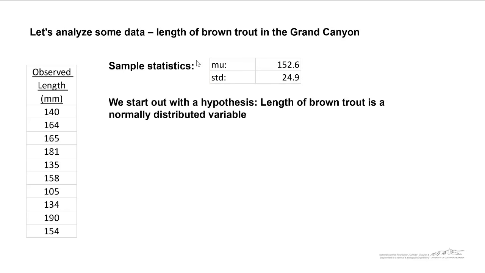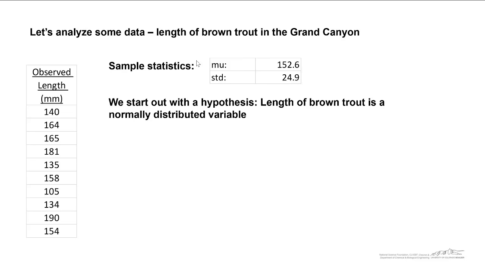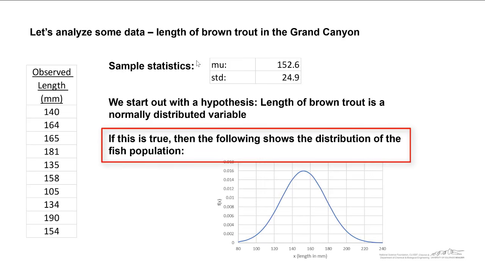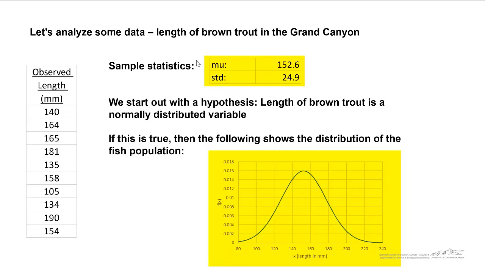And in order to figure out what type of distribution your data follows, you have to start out with a hypothesis. So we're going to start with the hypothesis that the length of brown trout is a normally distributed variable. And then we're going to see how well these data fit a normally distributed variable. If this is true, so if the data follow a normal distribution, then our probability density function should be the normal distribution, centered about 152.6, with a standard deviation of 24.9, as shown here in this plot.